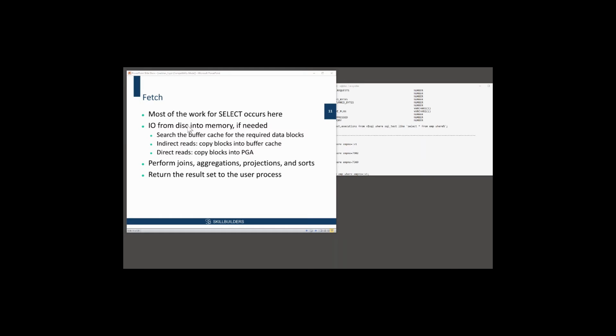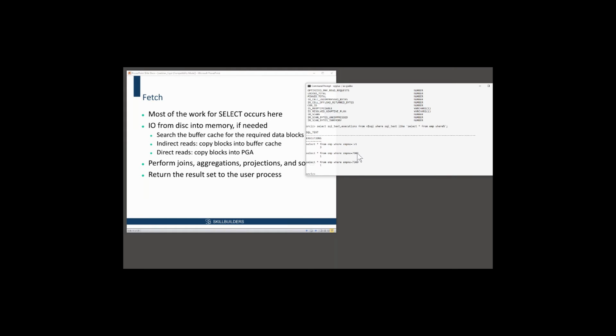Having got the data you want into memory, then we have to get the selected rows and projected columns. And at that point, we can join the tables, do the aggregations, do the column projection, and sorting. These are the four typical processes that a query will go through: join, aggregate, project, and sort. But there may be more steps than that.